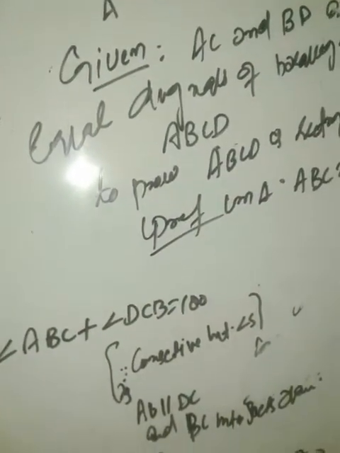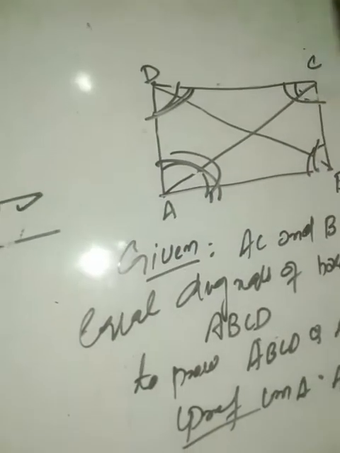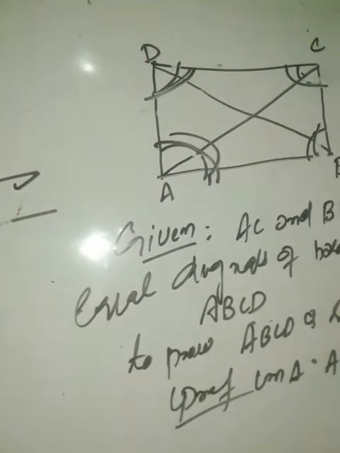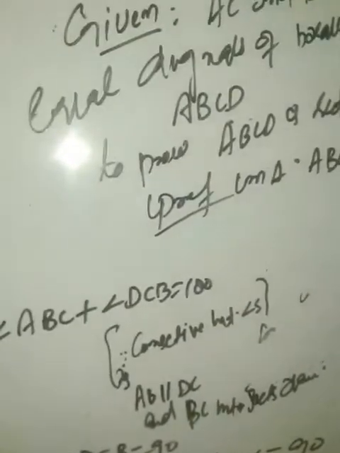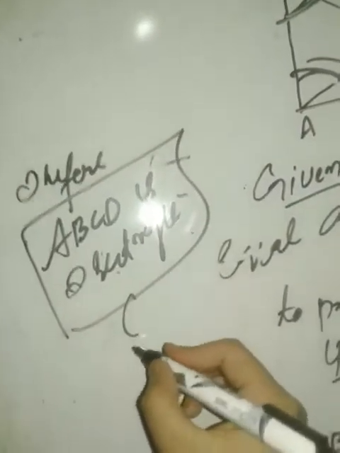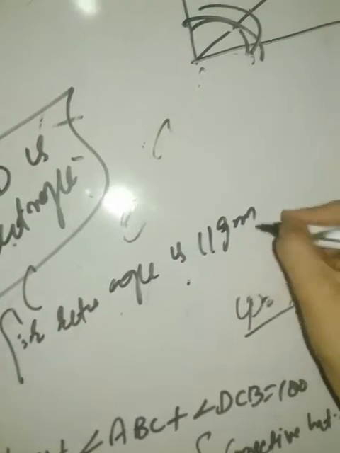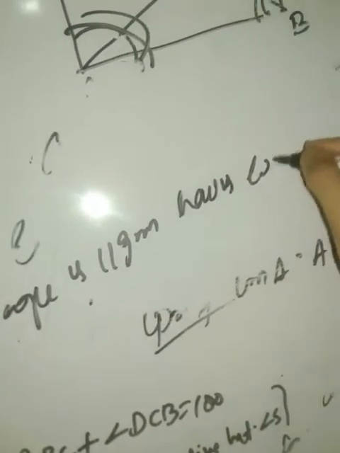So we have proved that all the corner angles of the parallelogram are 90. A rectangle is a parallelogram if each corner angle is 90. It is a parallelogram, and we have proved that each angle is 90. So this is a rectangle. Therefore ABCD is a rectangle. Why? Because a rectangle is a parallelogram having each angle 90 degrees.